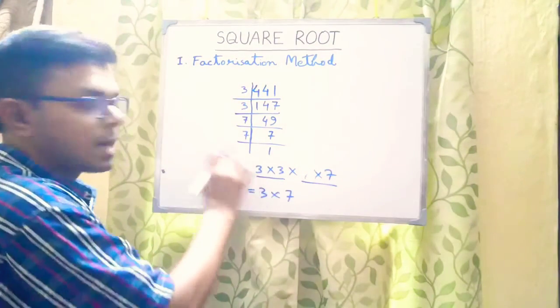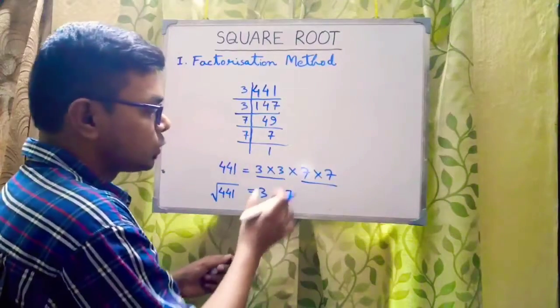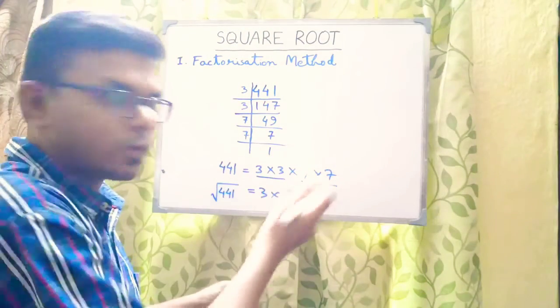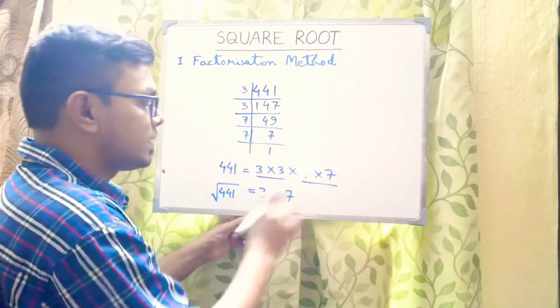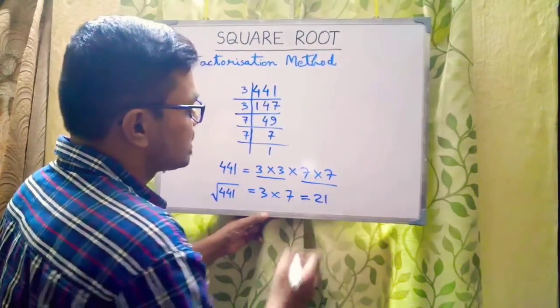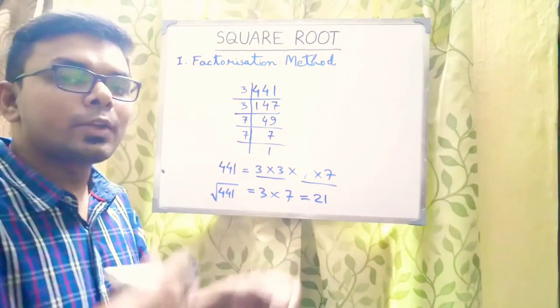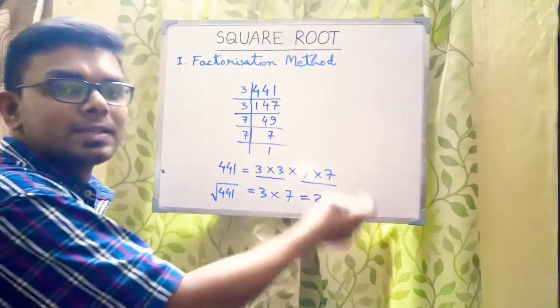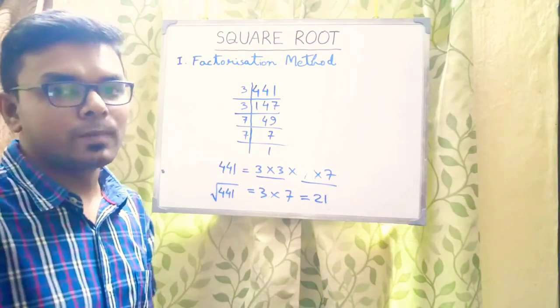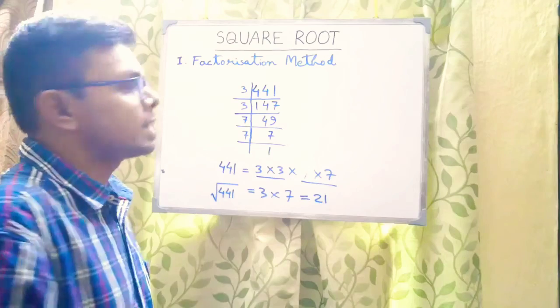Whenever we are writing the number in this product form, you have to write it using pairs, so that we can easily take out one number from each pair. So 3 into 3 into 7 into 7, so we take out 3 and 7, that is 21. So square root of 441 is 21, or in other words 21 multiplied by itself will give you 441. So this is one example which I have shown using the factorization method.